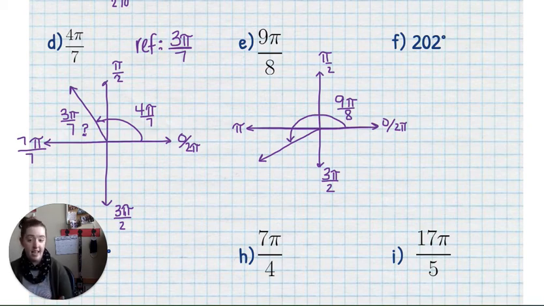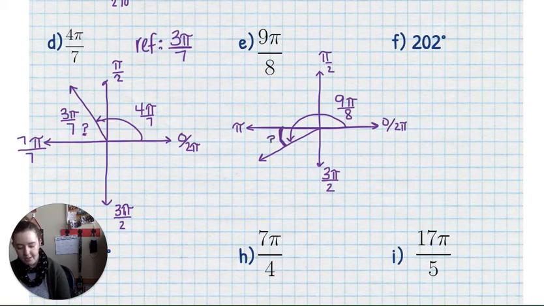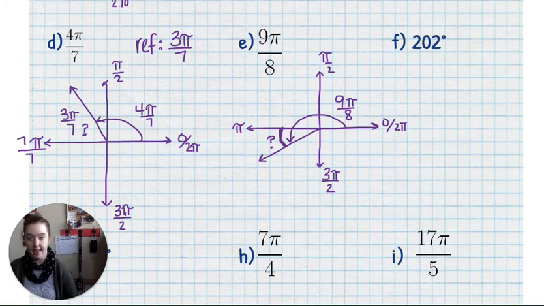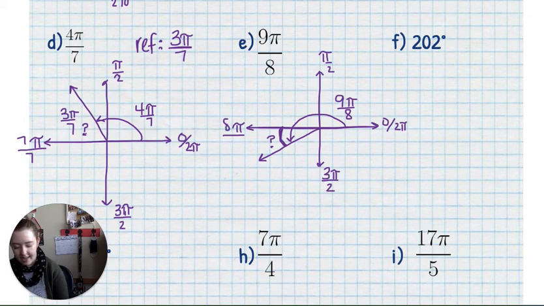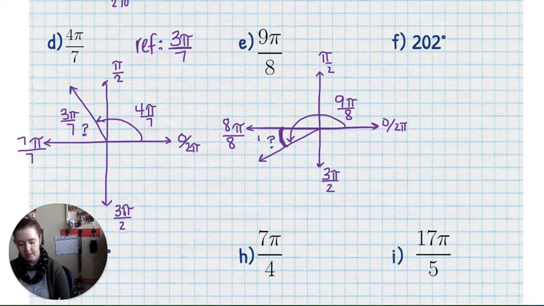Now in this case, remember I'm always going back up to my x-axis. I'm trying to figure out how far over pi did I go? What's that angle measure that I went past my x-axis? So I'm going to think of pi as 8 pi over 8. How far over 8 pi over 8 did 9 pi over 8 go? A pi over 8. So my reference angle on this one is pi over 8.